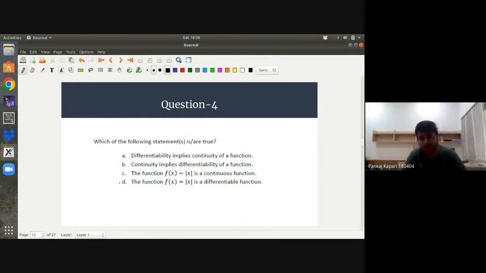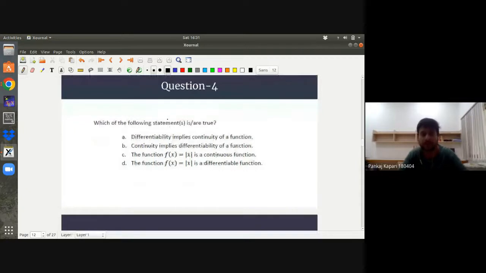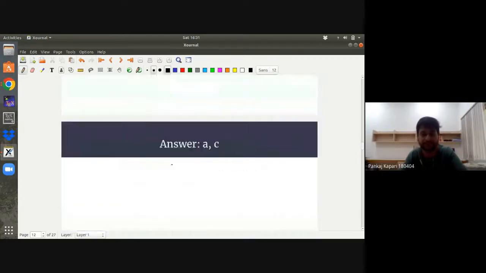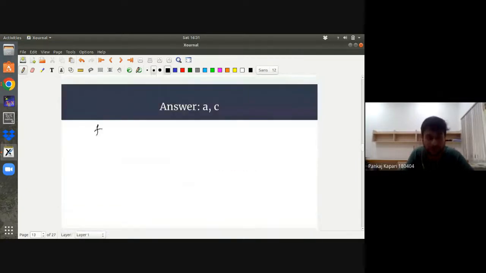In options C and D, we have to find if the modulus function is continuous or not, or if it is differentiable or not. So what is the modulus function? Let's say the graph of the modulus function is like this. So this is the graph of this modulus function.